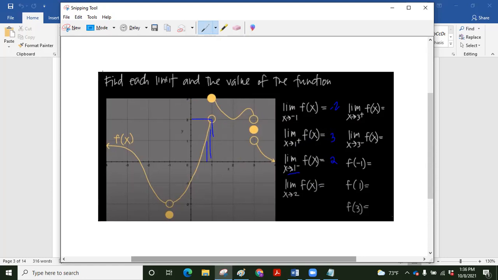limit as x approaches 1 from the left is 2, which means the overall limit, if I were to ask what is the limit as x approaches 1 of f of x, you already checked the limit as x approaches 1 from the right. You said that was 3, and then you already checked the limit as x approaches 1 from the left. You said that was 2, which means both the left and the right hand limits don't match, which means the overall limit as x approaches 1 does not exist.